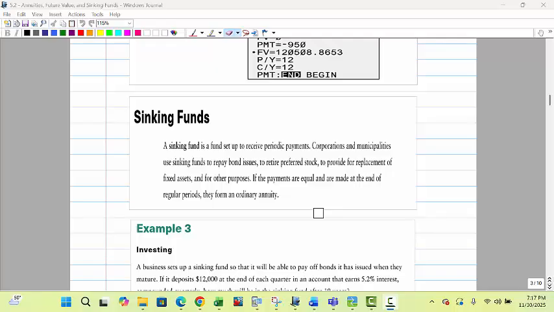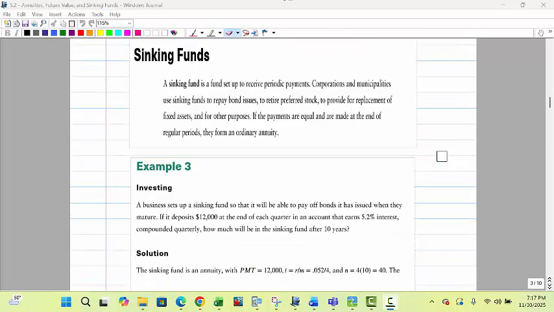where a company might be saving money up and, okay, we need to have X amount of dollars at a certain point in time to replace equipment or computers or whatever needs to be. So it's kind of like a savings fund, just periodic payments instead of a lump sum. Now, if they're made at the end of the period, that forms an ordinary annuity.